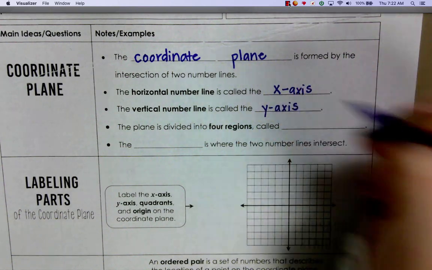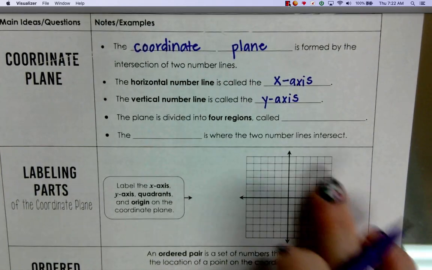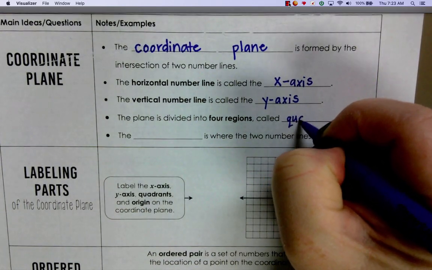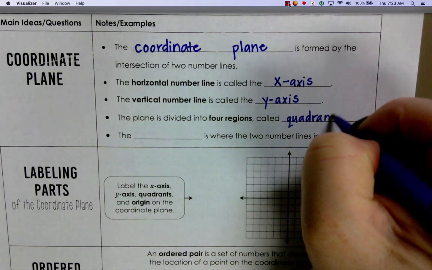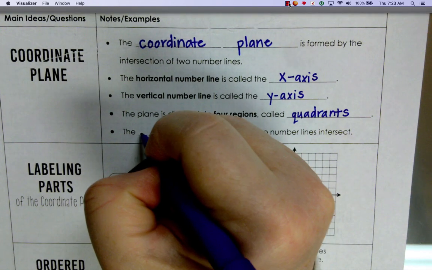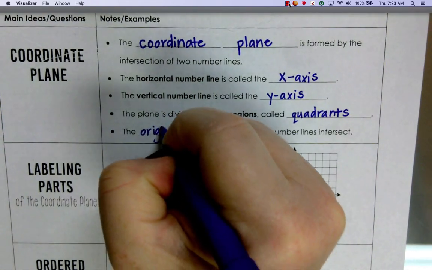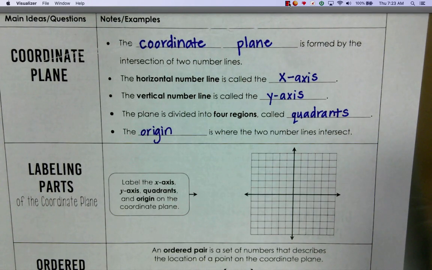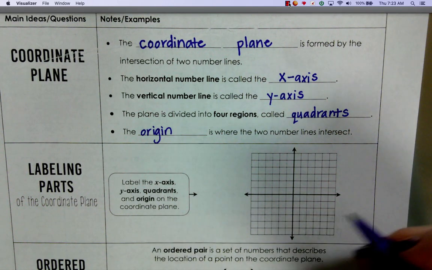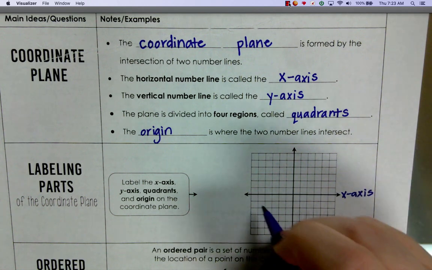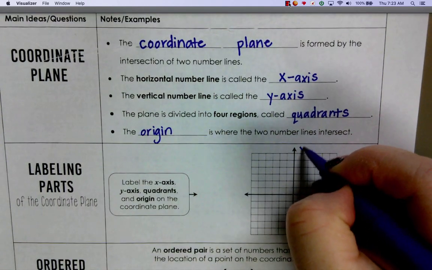y-axis. And the plane, our coordinate plane, is divided into four regions called quadrants. And the origin is where two number lines intersect. Okay, so we're going to label these parts. The x-axis right here goes left and right. Our y-axis is up and down.